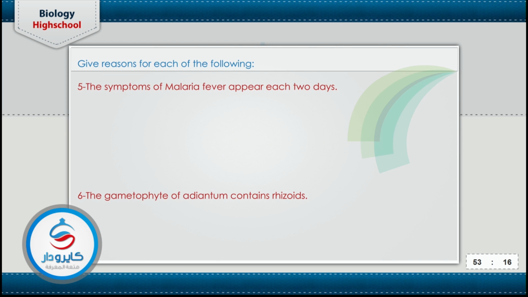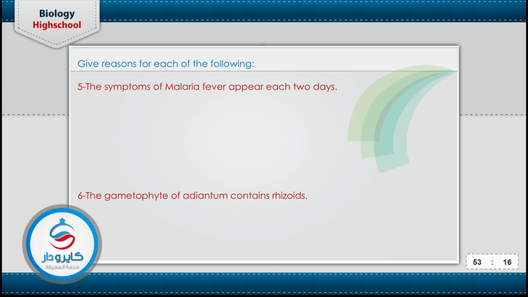The symptoms of malaria fever appear every 2 days. We know that when the merozoite gets inside the RBCs, it divides by fragmentation or schizogony into a great number of merozoites, and the rupture of RBCs takes place after 2 days.